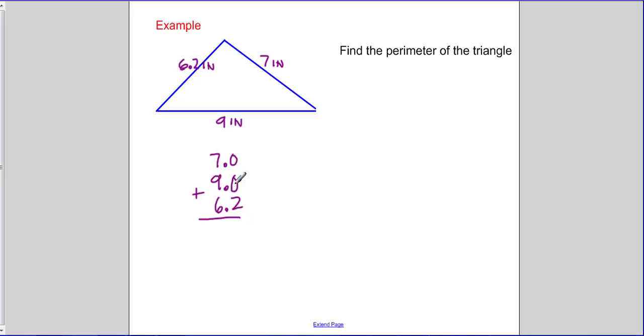Now it's just like 70 plus 90 plus 62. So 0 plus 0 plus 2 is 2. Bring down the decimal point. 7 and 9 is 16. 16 plus 6 is 22. So the correct answer is 22.2, and the units are inches.